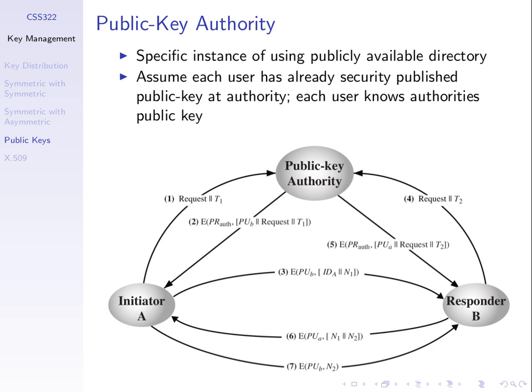The next step, step three, because A wants to communicate with B, they send a message to B, a confidential message encrypted with B's public key, saying, I am user A and I want to communicate with you. And then B does similar to what A did, requests A's public key, and the authority sends B the public key of A. So steps 4 and 5 are almost identical to steps 1 and 2, except from B to the authority instead of A to the authority. And after step 5, B knows the public key of A.